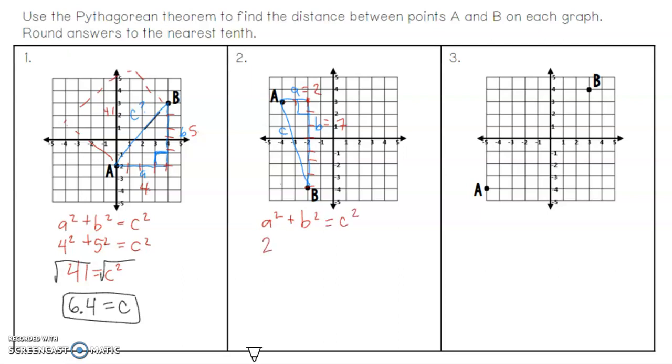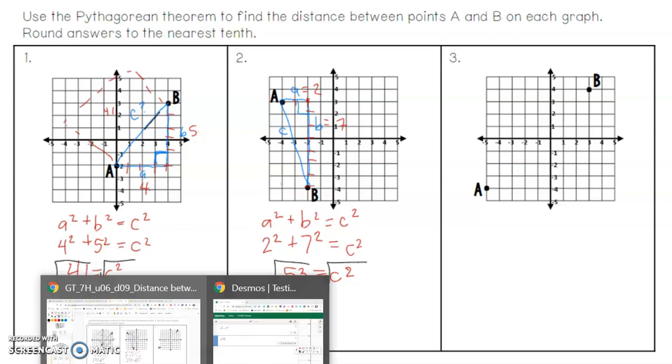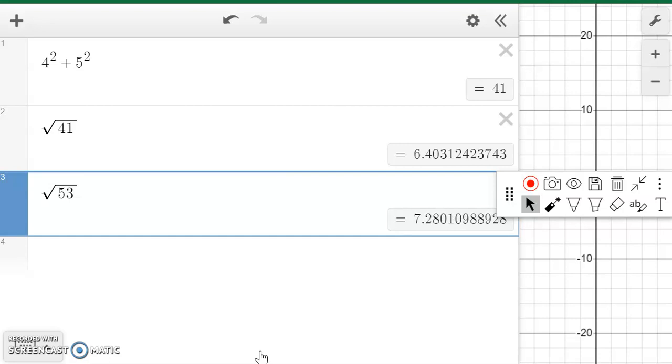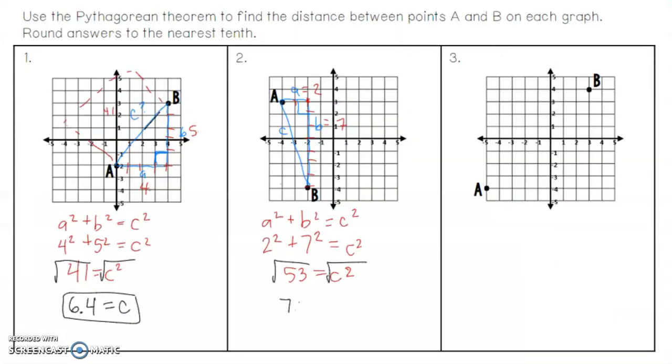So A is 2, so 2 squared plus B is 7 squared should equal C squared. That's going to be 4 plus 49. I could do that in Desmos. 4 plus 49 is going to be 53. Oh, that's not a perfect square. Remember, this found the area. We want the side length. We take the square root. Just come to Desmos. Square root of 53. 7.28 to the nearest tenth. We would round up because 8 there. So 7.3 is the diagonal distance.